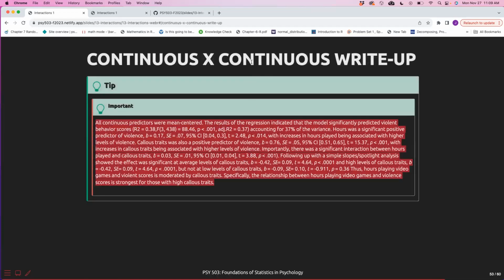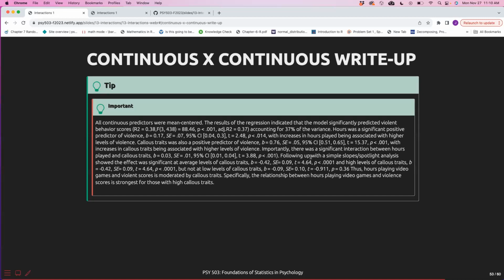So what I have here is a sample write-up of our continuous by continuous interaction regression model. I say all continuous predictors were mean-centered. The results of the regression indicated that the model predicted violent behavior scores, accounting for 37% of the variance. Hours was a significant positive predictor of violence, with increases in hours played associated with higher levels of violence. Callous traits was a positive predictor of violence, with increases in callous traits being associated with higher levels of violence. Importantly, there was a significant interaction between hours played and callous traits.